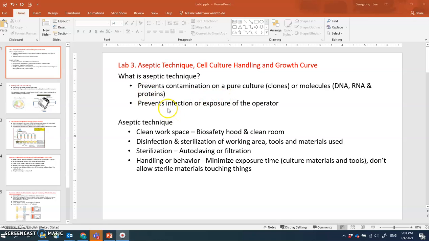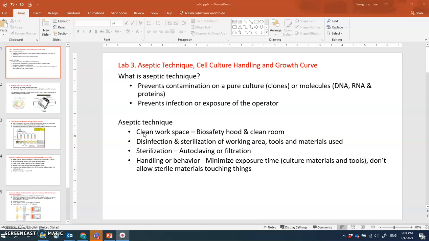This technique also prevents infection or exposure of the operator. It'll also protect you guys from possible infection or exposure to dangerous chemicals. So what are the important things in your aseptic technique? First of all, you have to have a clean workspace. If your space is dirty, of course, you will have more contamination. So your workspace should be clean.